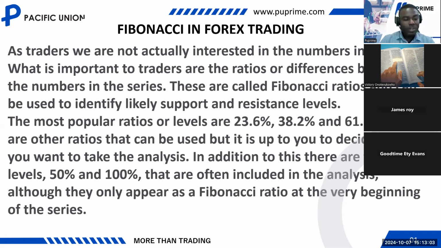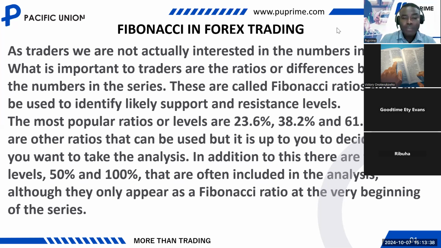We all know that one of the major concepts, the key concept in trading, is support and resistance. And there are many ways we can identify support and resistance. We can use our horizontals, we can use trend lines, we can use psychological levels, and now we can see that even the Fibonacci tool can be used to identify support and resistance levels. The most popular ratios or levels are Fibonacci 23.6, Fibonacci 38.2 percent, and Fibonacci 61.8%.